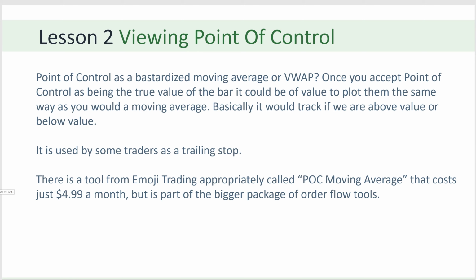Now, point of control as a bastardized moving average or VWAP. Can it be done? Once you accept that point of control as being the true value of the bar, it could be a value to plot, the same way you would a moving average. Basically, you track where we are above or below value. If a lot of people draw moving averages based on the closing price or the midpoint, well, why not draw it on the point of control? And it's used by some traders I know as a trailing stop. They like to trail their stop at what they consider value.